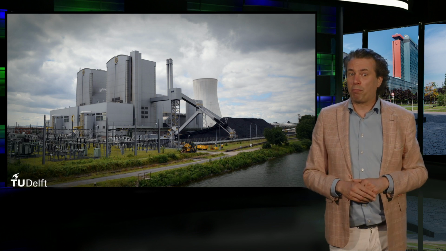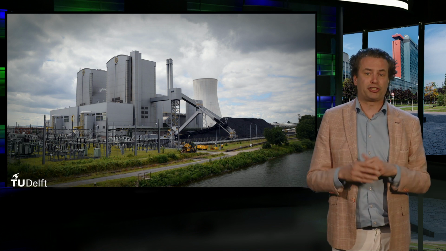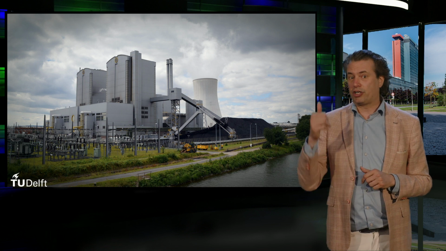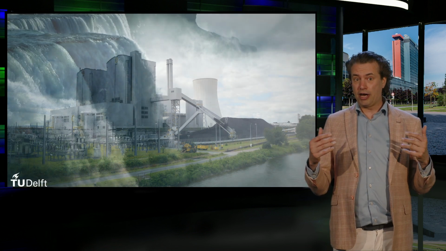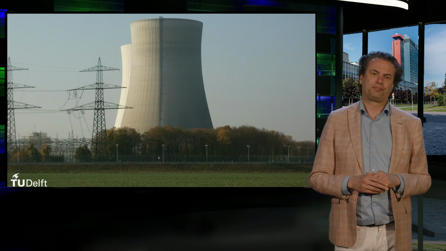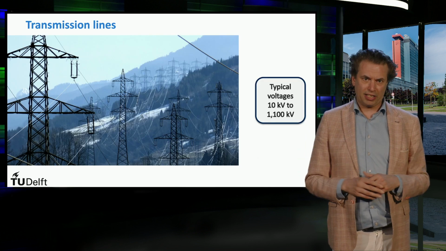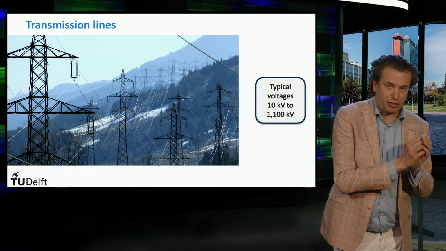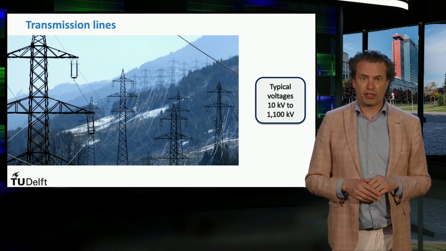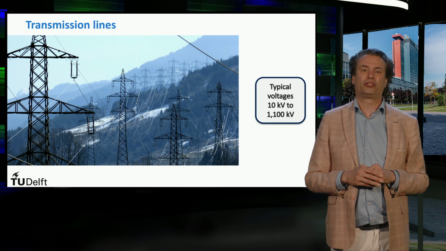The generation system comprises the power plants that supply power to the system, also called the generation stations or generation units. Some examples of traditional power plants are the thermal one, the hydro, and nuclear power plants. The transmission system is made up of transmission lines that transport the power from the generation system to the distribution system. Typical voltage levels for the transmission system range from 10 kV up to 1100 kV.